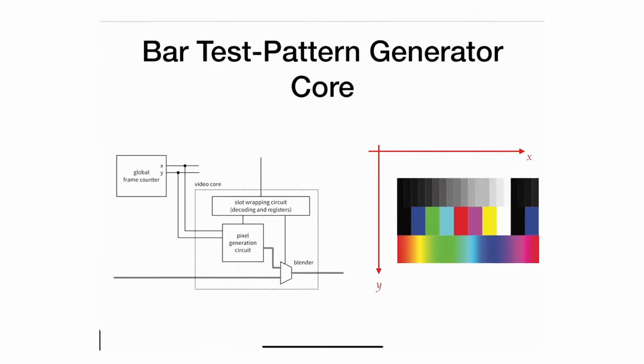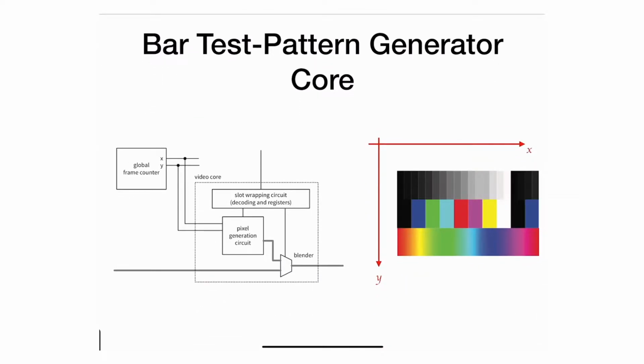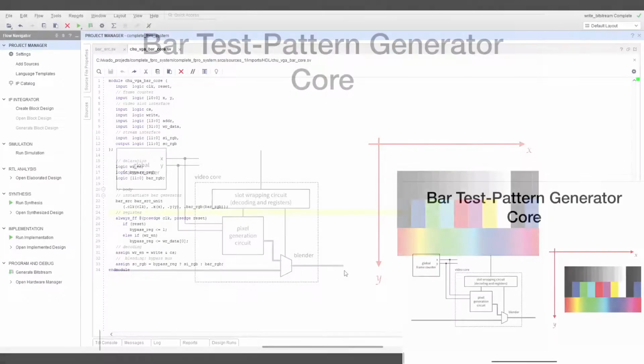Let's take a look at some example video course. We will start with the bar test pattern generator, the one that we designed in hardware. We're just going to take it, design some wrapping circuits, and insert it into the whole video system that we have. So let's take a look at the code.